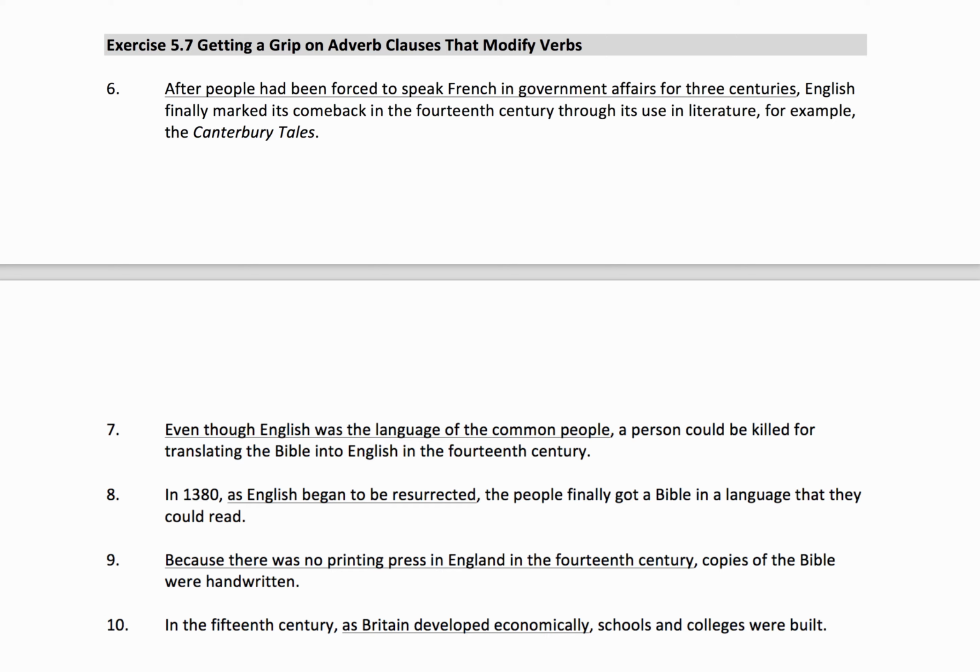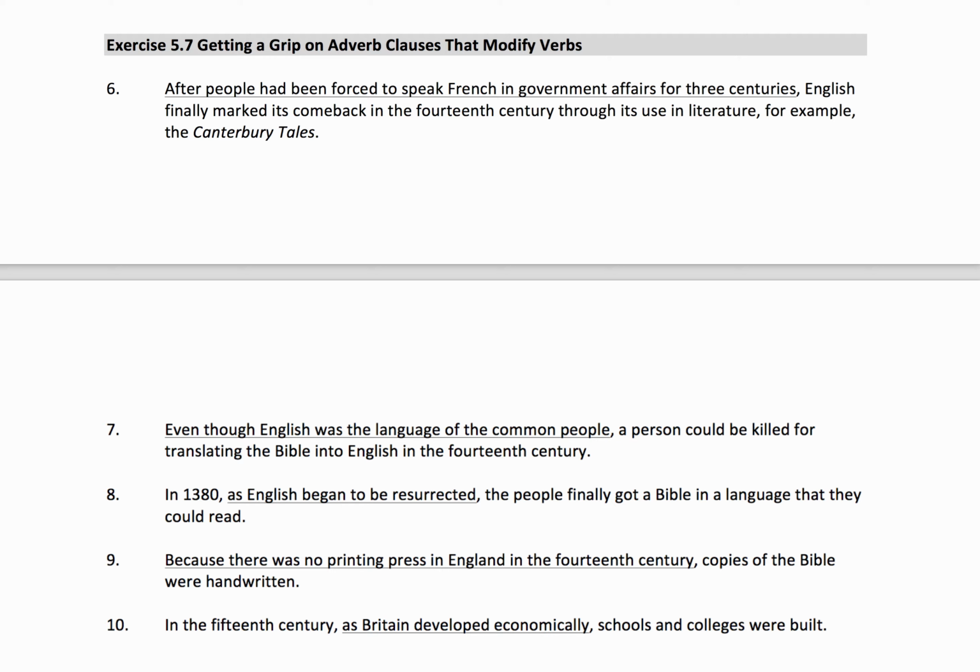Number 7, again, we have a subordinate conjunction, even though. We have the subject of our dependent clause, English, and then the verb, was. Right? This dependent clause begins the sentence, so it must be followed by a comma. The comma after people signals, hey, this next noun, that's the subject of our independent clause. That's the main subject of the independent clause.